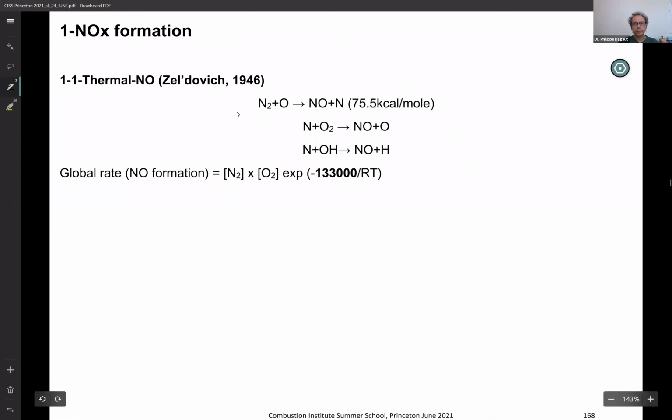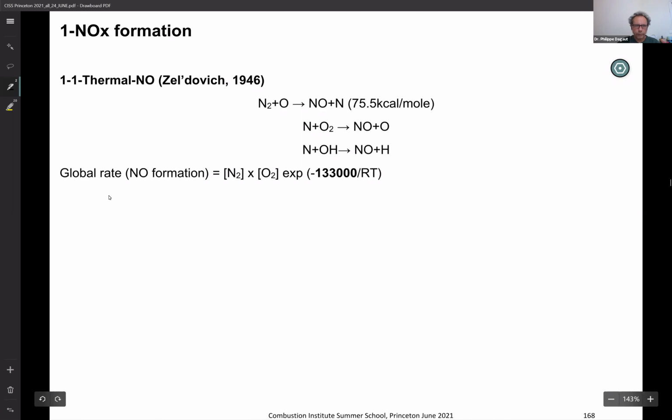This starts with the attack from O atoms on molecular nitrogen to produce NO and a nitrogen atom. This nitrogen atom can be oxidized by reaction with O2 to produce NO and form also O atoms that can be recirculated in the first reaction. And finally, nitrogen atoms can react with hydroxyl radical to produce NO and H atom.